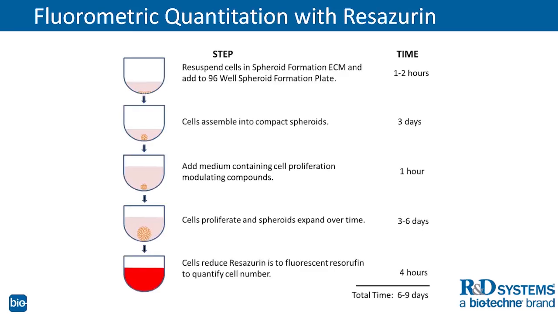Okay, so this first slide that's loading up, it's a fluorometric quantitation with Resazurin. All right, and then we use the exact same spheroid formation protocol and treatment protocol as we do for the image analysis. The only difference is at the very end of the assay, we add 1/10 volume of Resazurin. And the cells will reduce the Resazurin to Resorufin, which is fluorescent. And we use this to quantify the cell number over a 1 to 4 hour period.